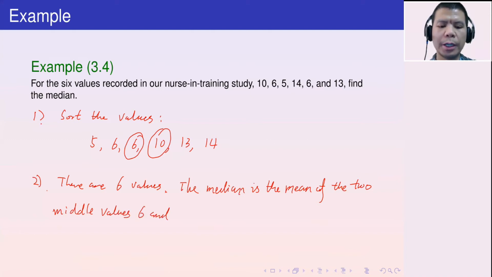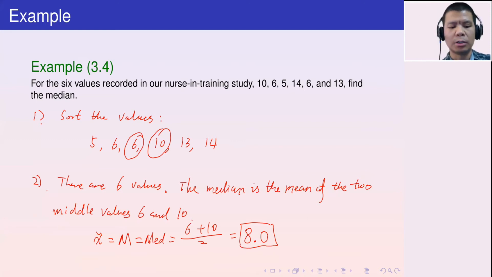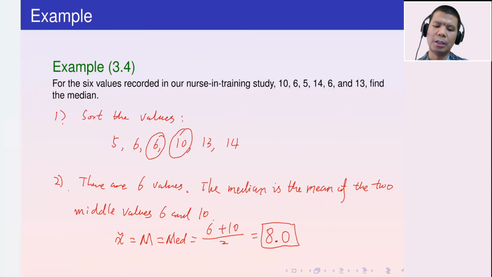6 and 10. The notation we use is x tilde, or you can use capital M, or MED. They are notations for the median, which equals what? 6 plus 10 divided by 2, which is 8. Be careful, you carry one more decimal place than the value in the original data set. So 8.0.